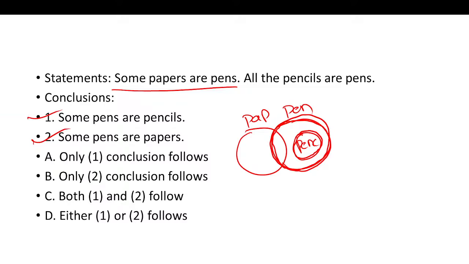Some pens are pencils. Yes. Some pens are papers. Yes. And look at the next one.